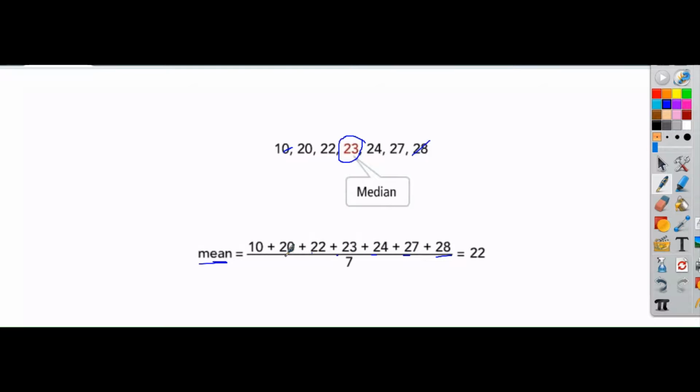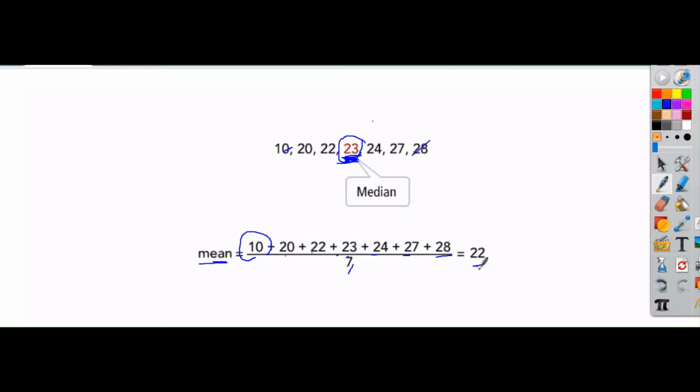So if we add up all of the values in the data set, and we have an outlier, one value that's significantly away from all of the other values, once we divide by the total numbers in the data set, we're going to get a number that's not a better measure of center. So in this case, I would probably use the median as a measure of center over the mean, because 10 is not really close to 20 through 28. 23 is a better number that represents every single number in the data set other than the outlier.